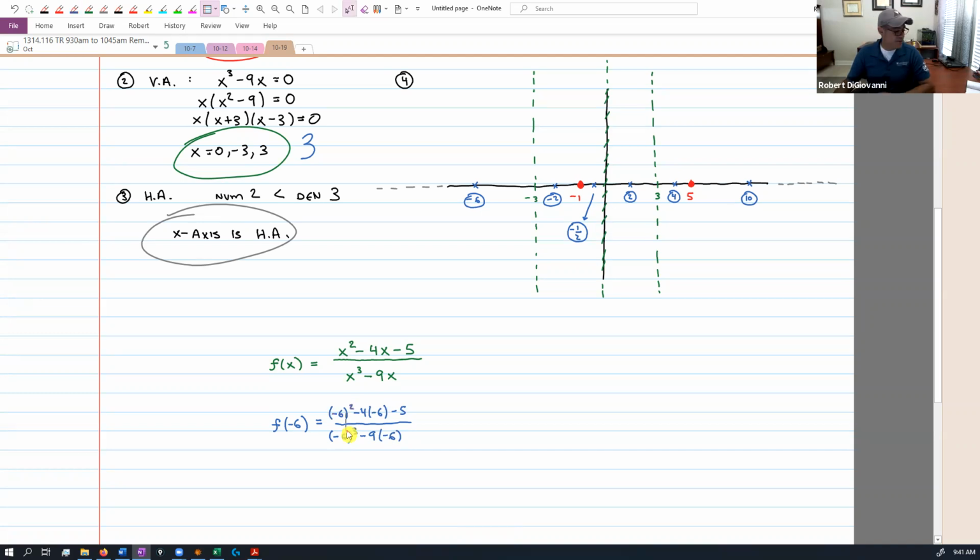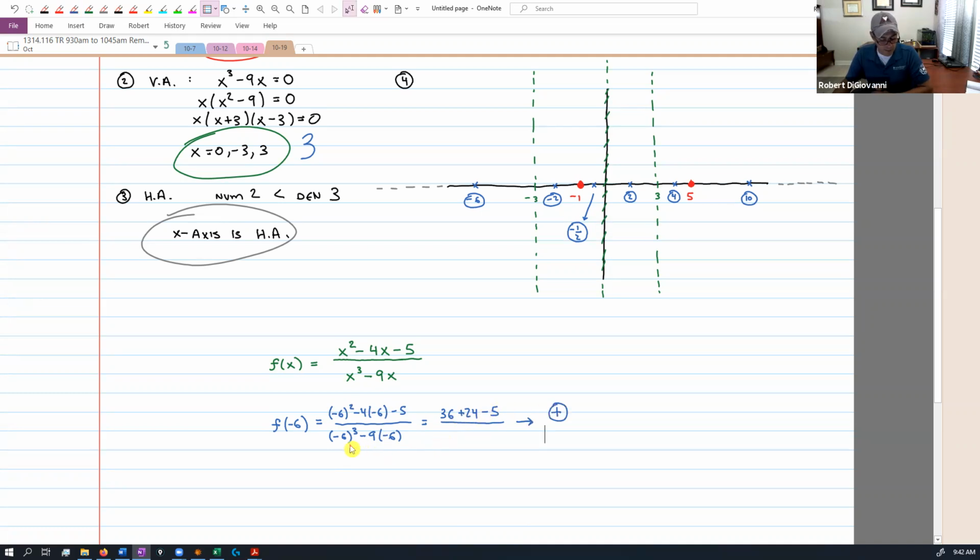So I'm plugging -6 into everything, right? So we've got 36. And then we take a negative and negative together. That'll be plus 24, then -5. So really all that matters to me is that the top is positive. Do y'all agree? Top is a positive number.